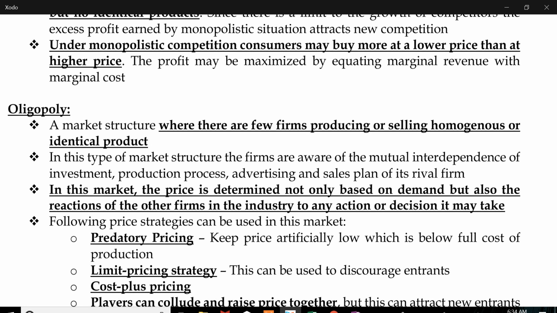Oligopoly, there will be few sellers. An example of oligopoly is oil marketing companies. In case of India, you have BPCL, you have HPCL, you have IOCL. So a few set of players are there. So they will fall into the scenario of an oligopolistic market.